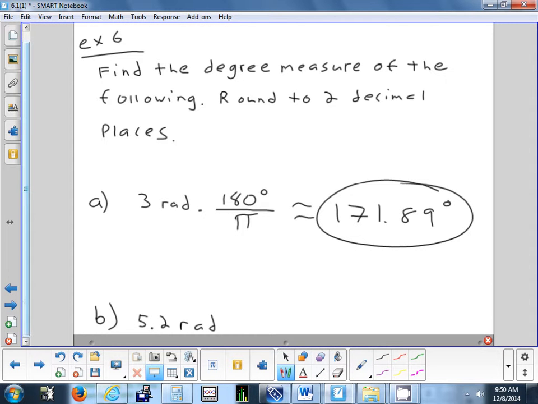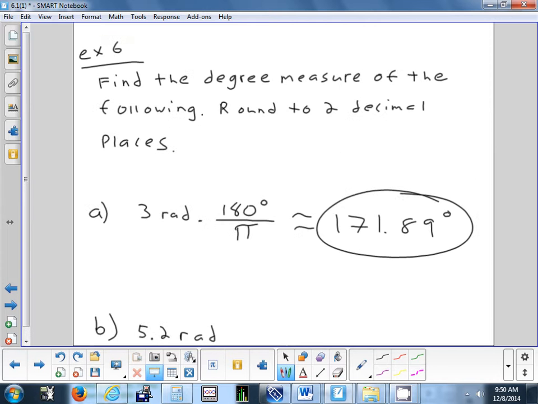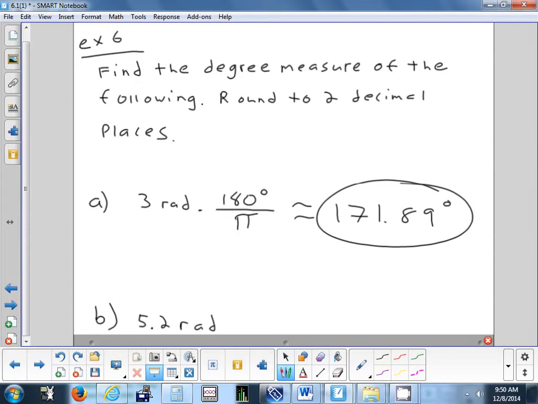Okay, and 5.2 radians, you do that the same way. Just multiply by 180 and divide by pi. Make sure you use the pi button. Okay, any questions on that?